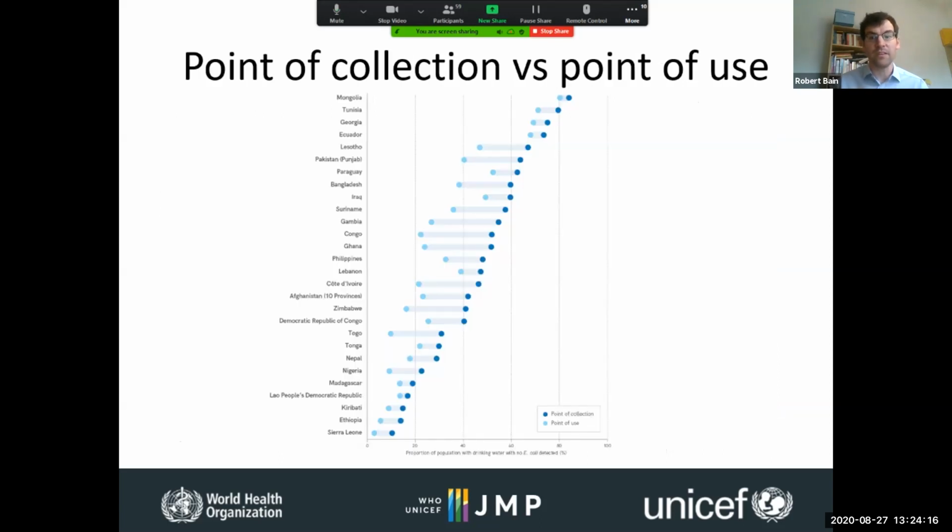As Rick mentioned, there are these two samples, so the sample from the glass of drinking water and also from the source. And if you compare those at national level, we can see that in all countries, the proportion at the point of use is higher, so the proportion that are contaminated is higher. But there's quite substantial variation between countries, and we need to understand why that is happening, and to what extent household water treatment and storage practices are influencing that quality.